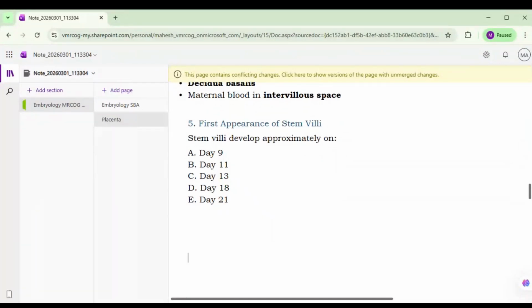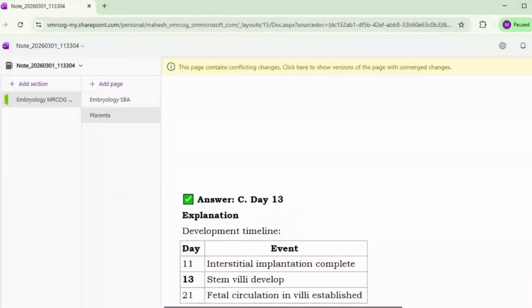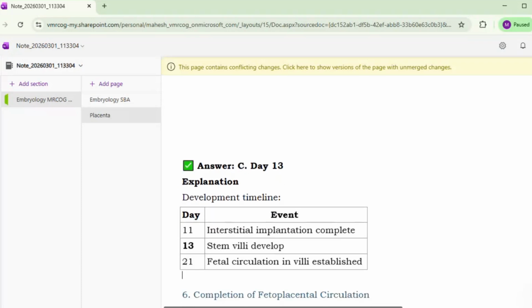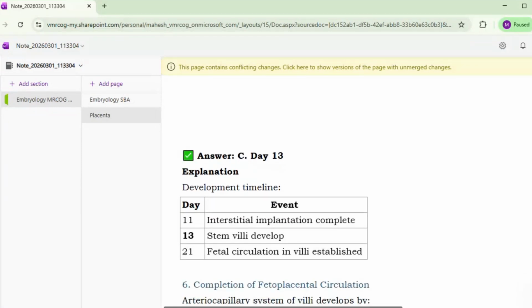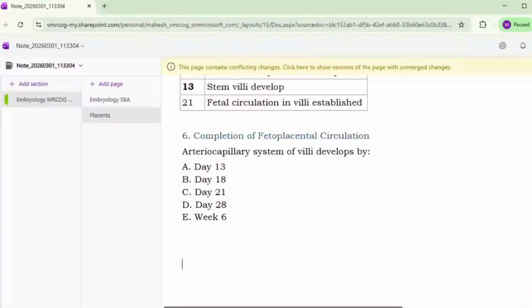Next. Stem villi develop approximately on day 11 or day 13? Day 13. On day 11, interstitial implantation is complete. On day 13, the stem villi develop, and by day 21, the fetal circulation in the villi is established. Tertiary villi appear at the third week. Stem villi around 2 weeks, you remember. Next.